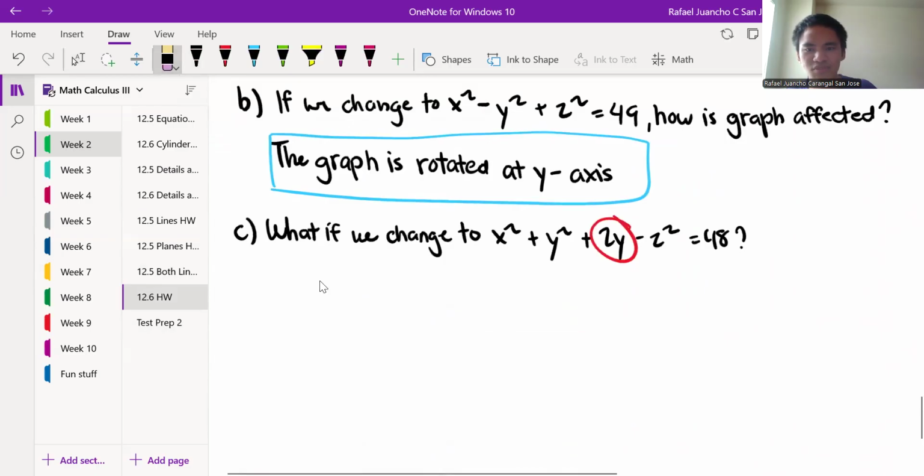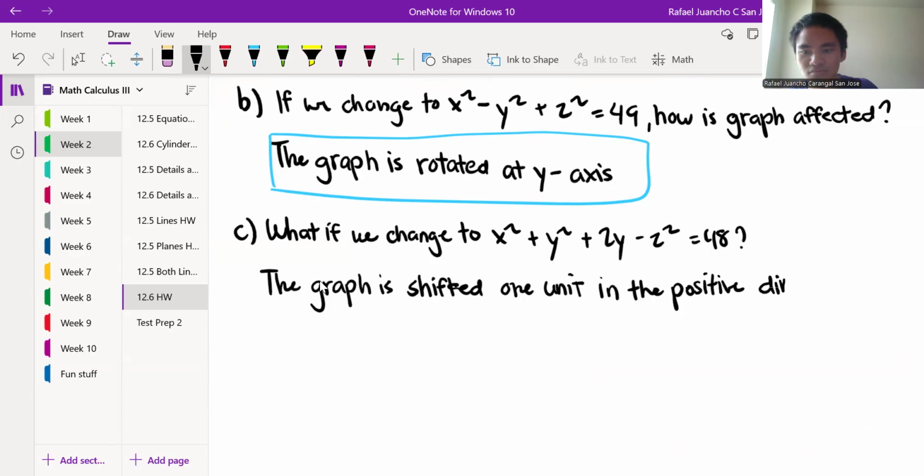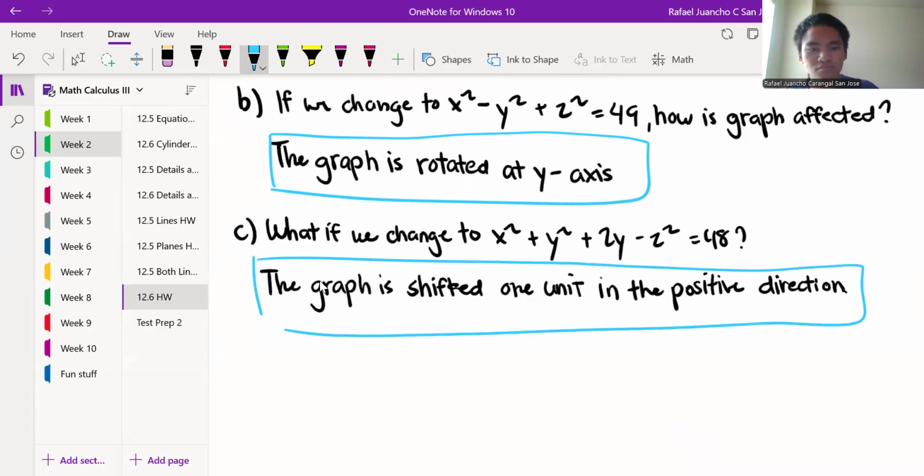So it's this idea. So it's probably shifting. So I'm gonna say the graph is probably shifted 1 unit in the positive y direction. I might be wrong though. So we'll have to check that. Yeah, I'm gonna check it real quick.